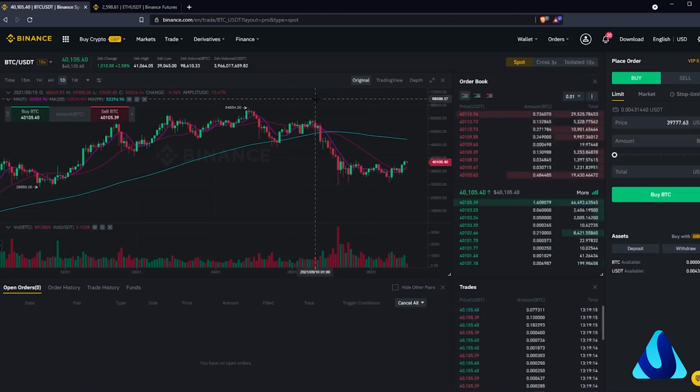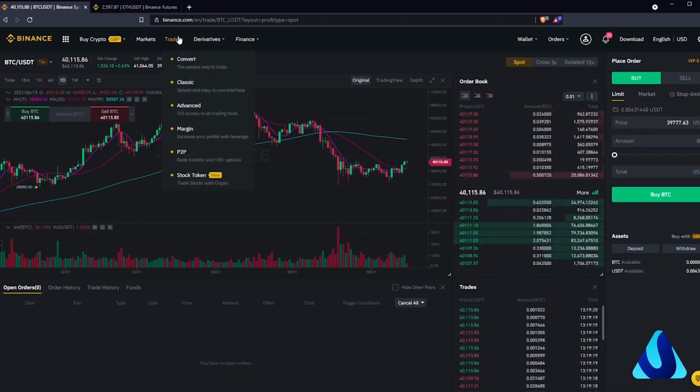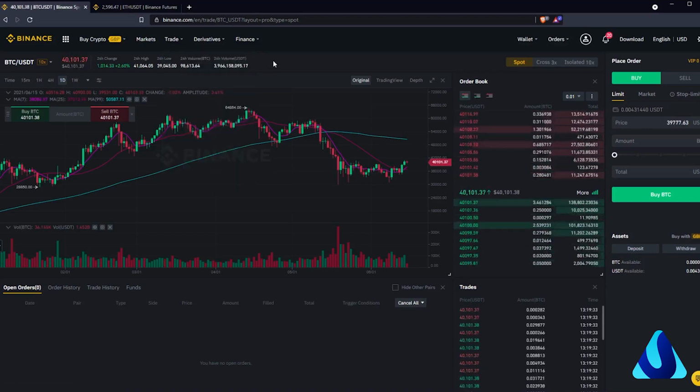Okay, so here we are on the spot market. Essentially, once you're signed in, you come to Trade here at the top and you've got two options. You can click Classic or you can click Advanced. Essentially you get a simple way to use it on Classic, or a more advanced version with all the tools that are available on Binance through this option. Currently we're on the Advanced option. Now this is how it will look.